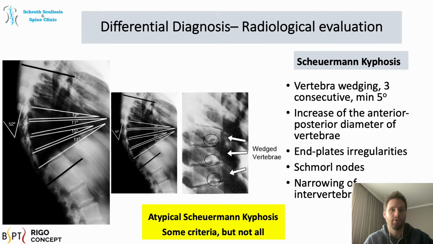However, there are some cases that are very typical functional kyphosis, meaning that they don't fulfill any criteria, neither clinical nor radiological. But we also have a typical Scheuermann Kyphosis patient that fulfills all the criteria, both radiological and clinical. But there is also another category, we call it atypical Scheuermann Kyphosis, when we have some criteria but not all of them. So for example, we might have vertebra wedging in 1 or 2 vertebrae but not in 3, or we might have spine rigidity but not angular hump.